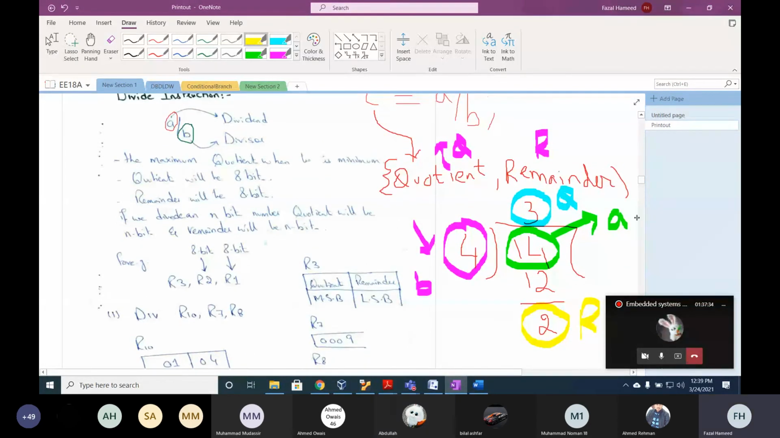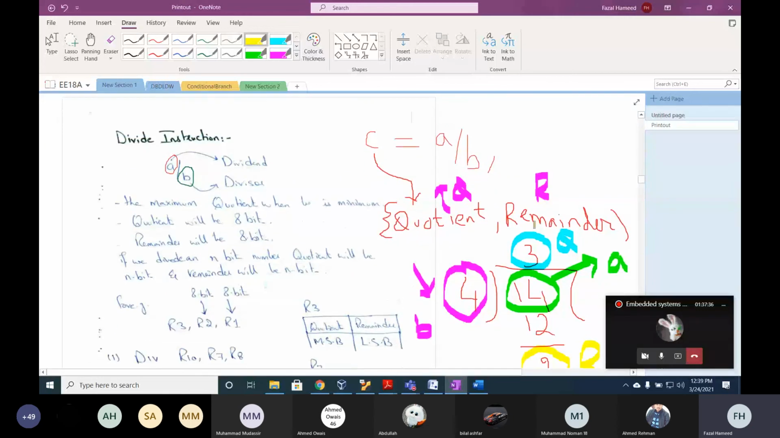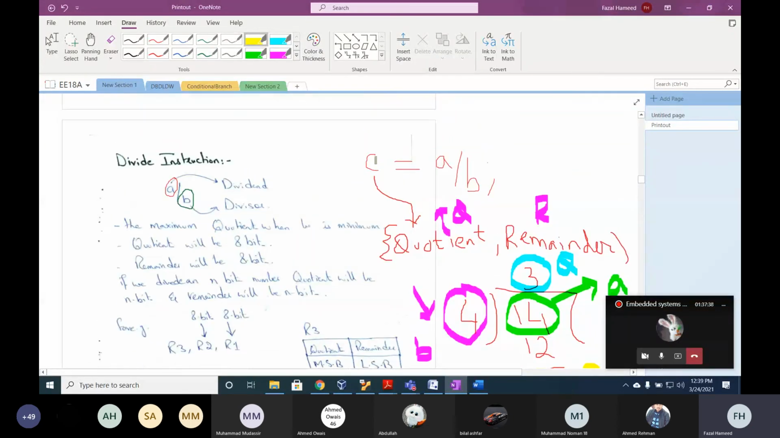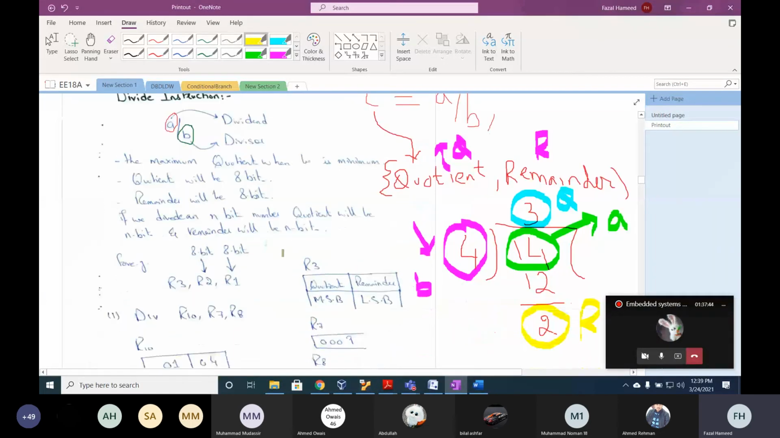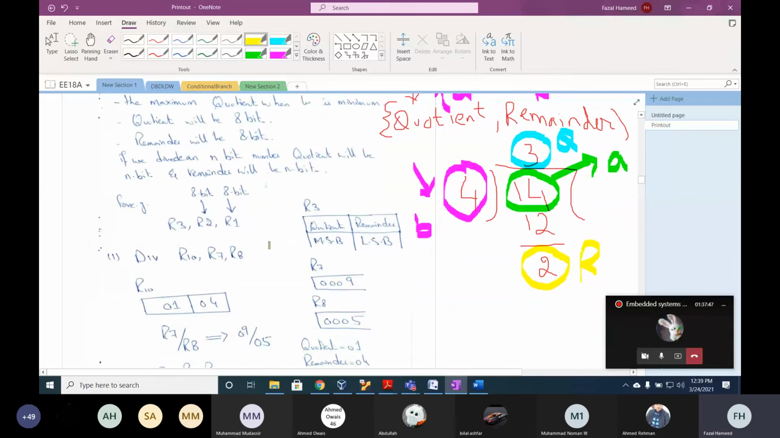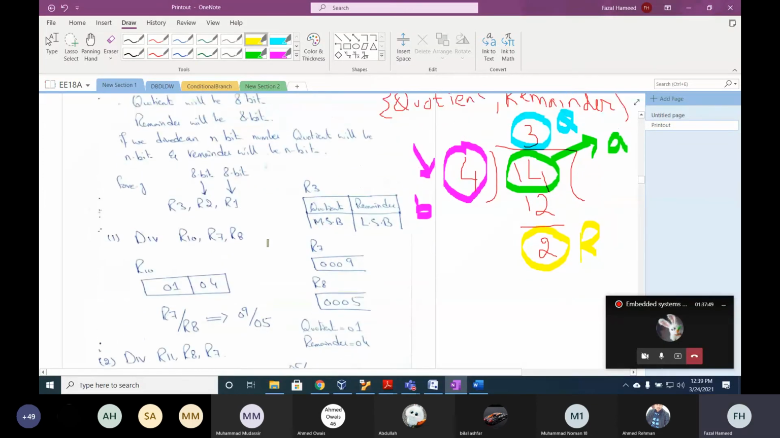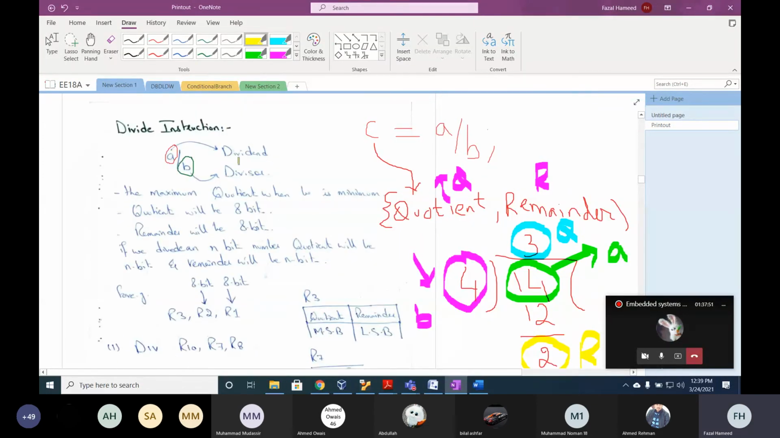So this Q and R will be stored in C. C is any variable. It can be a register. It can be any addressing mode. It will be stored in C.